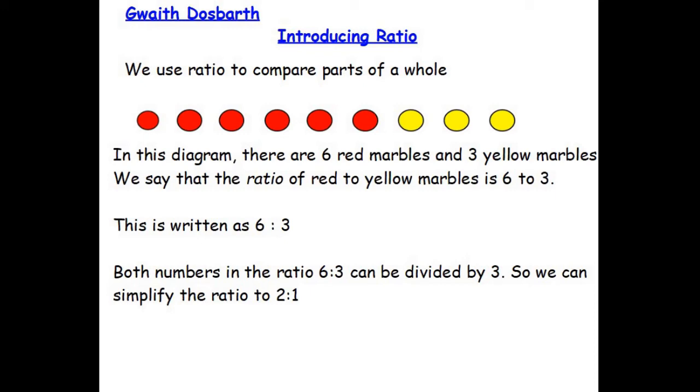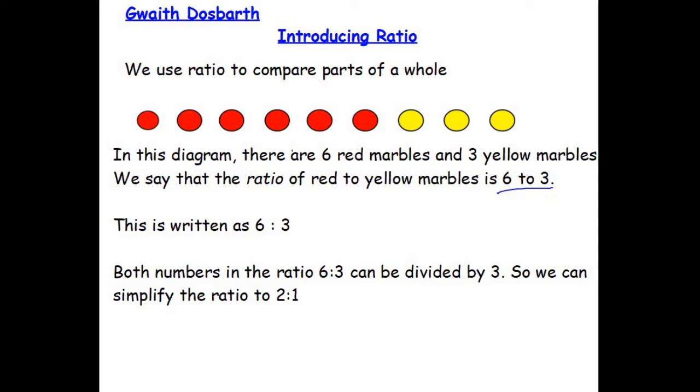Okay, in today's lesson we'll be looking at ratio. Now we use ratio to compare parts of a whole. So if you look at this diagram here, you can see that there are 6 red marbles and there are also 3 yellow marbles. Now we say that the ratio of red to yellow marbles is 6 to 3. So 6 to 3 because 6 red, 3 yellow.